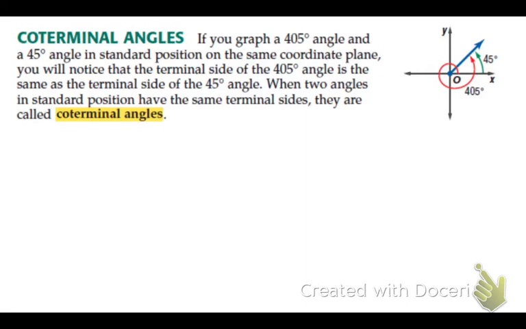Here's a better definition for coterminal angles. If you graph a 405-degree angle and a 45-degree angle in standard position on the same coordinate plane, you will notice that the terminal side of the 405-degree angle is in the same position as the terminal side of the 45-degree angle. When two angles in standard position have the same terminal sides, they are called coterminal angles.